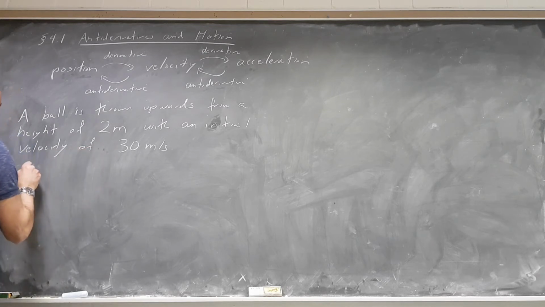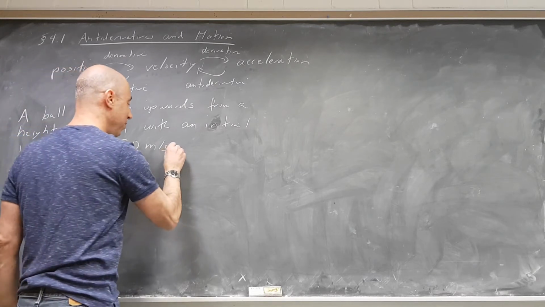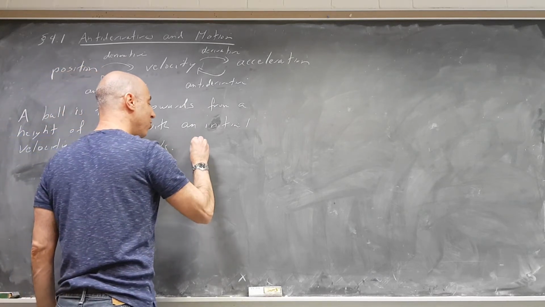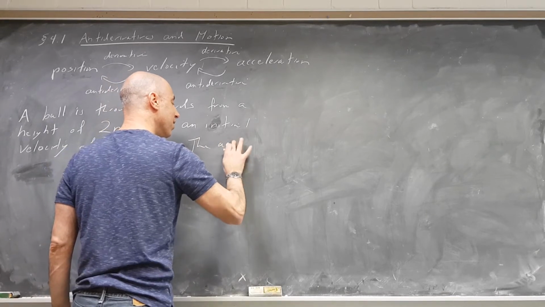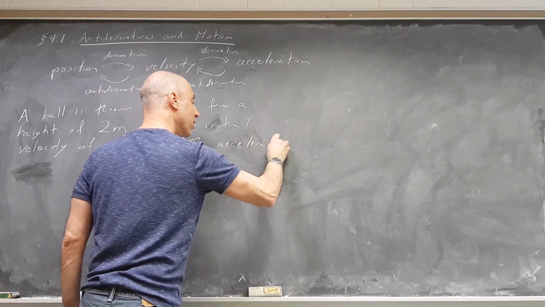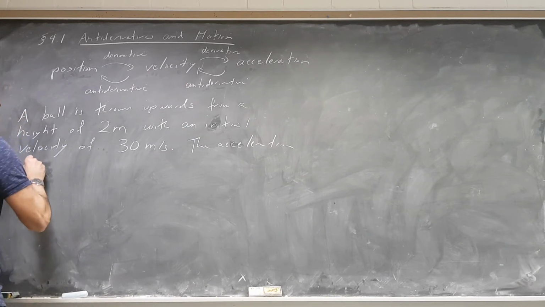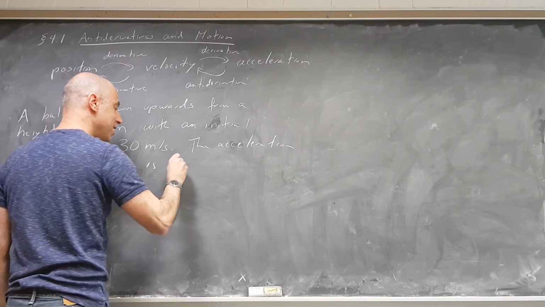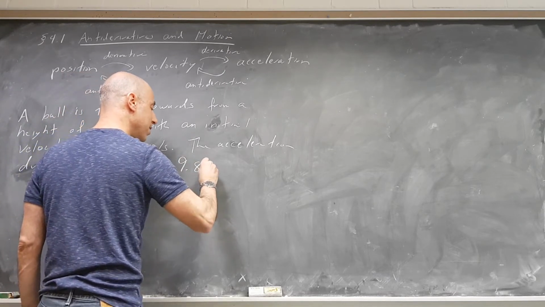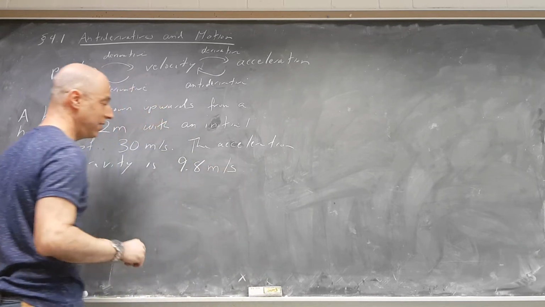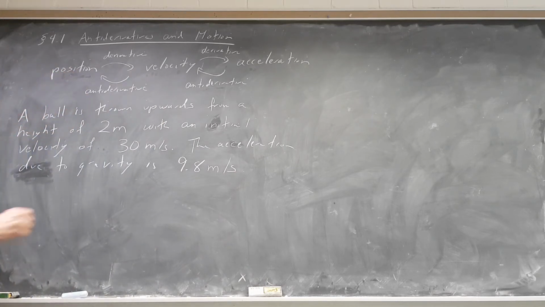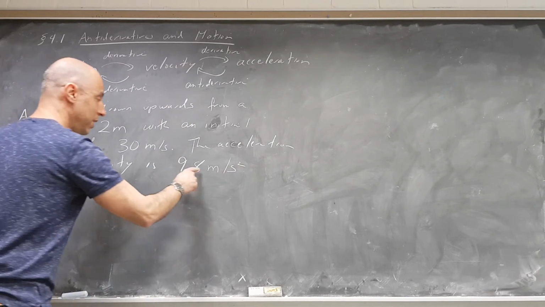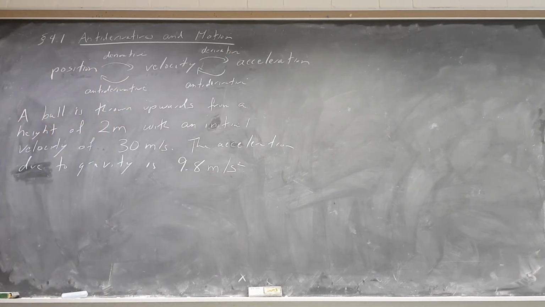So in part A, let's just go ahead. Oh, I haven't given you the remainder of the problem yet. So the acceleration due to gravity is 9.8 meters per second. Oh, sorry, meters per second per second. 9.8 meters per second squared. 9.8 meters per second every second.